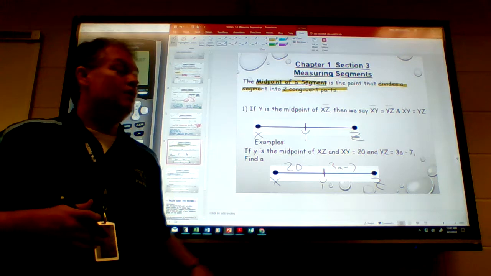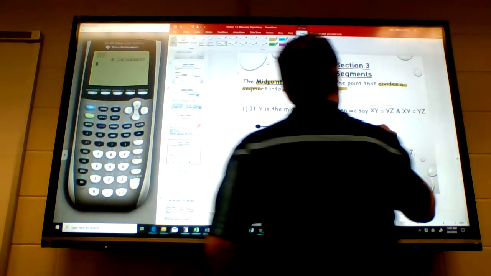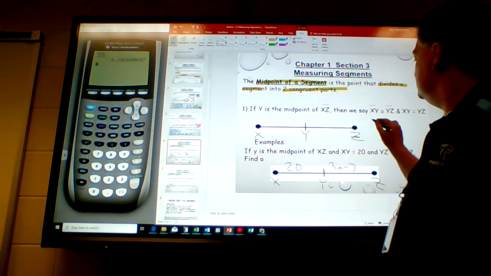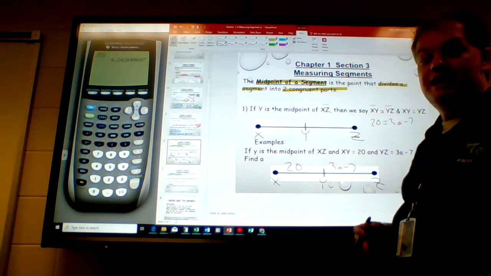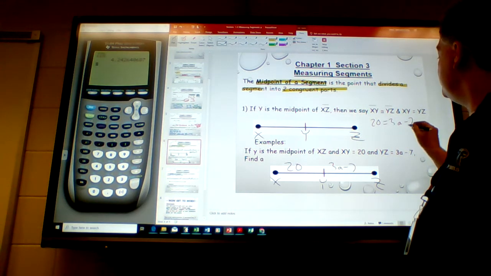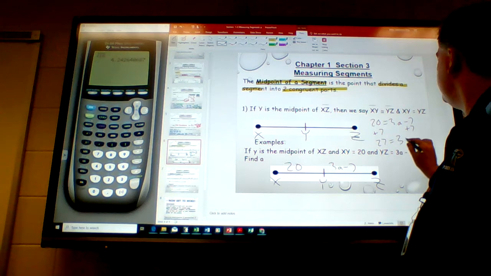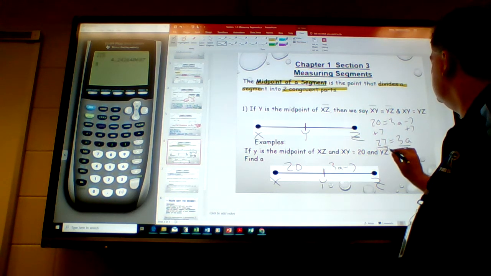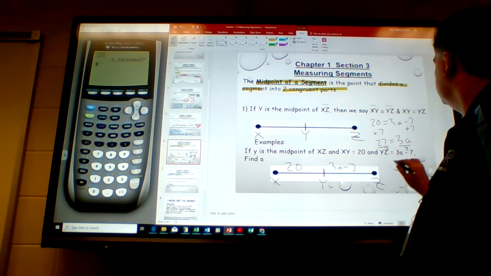Well, here's what we know. We know that since both of these parts are equal, we set them equal. So I set 20 equal to 3a minus 7. And then from there, we solve. Now remember, you're solving for a, so you add 7. So 27 equals 3a, and then you divide by 3. So you get a equals 9.